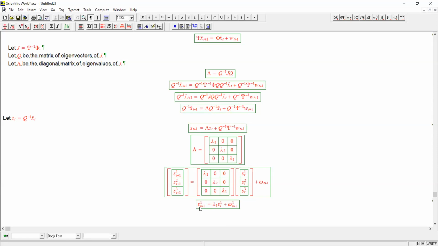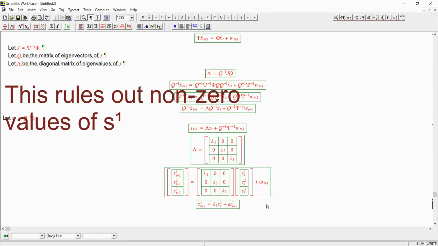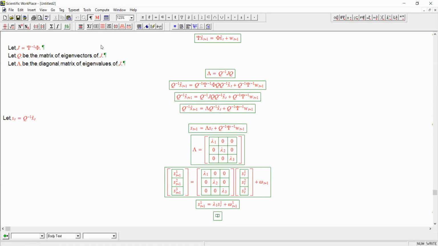And so, of course, that means if we suppose that lambda 1 is the eigenvalue that's outside the unit circle, that s sub t is going to explode. And of course, that's not consistent with equilibrium. It's not consistent with the transversality condition intuitively. The only way to avoid this system exploding is if this is always obliged to equal 0.